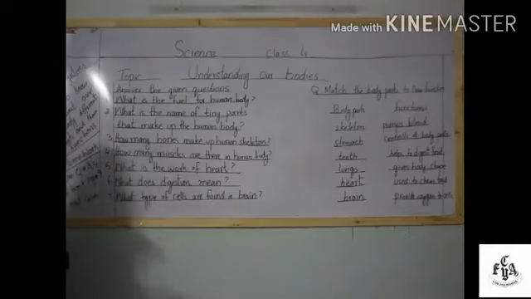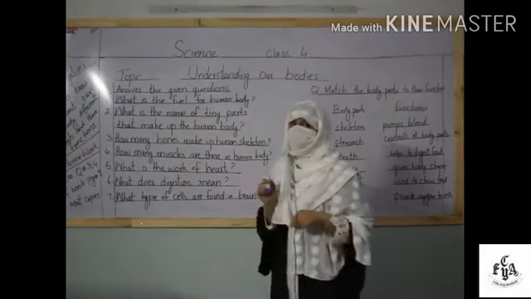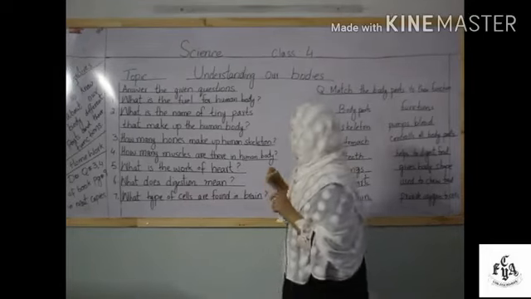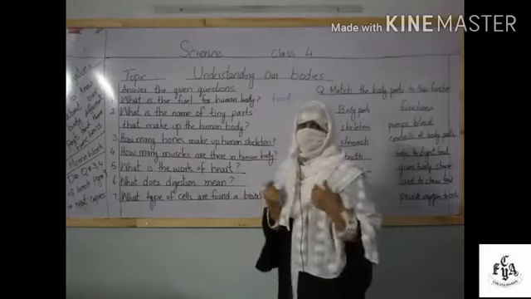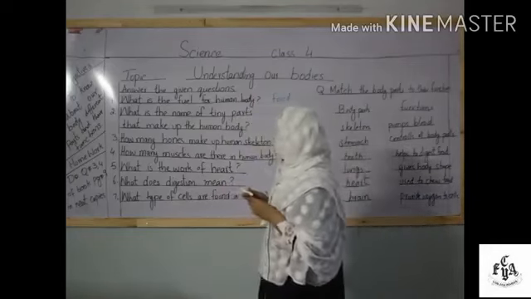Now come towards the book exercise. So in the book exercise, your first question is about the question answers. It is to answer the given question. Okay, what is the first question? It is, what is the fuel for the human body? It is discussed in the lecture. It is the food which we are taking inside our body that is used as a fuel for the human body.